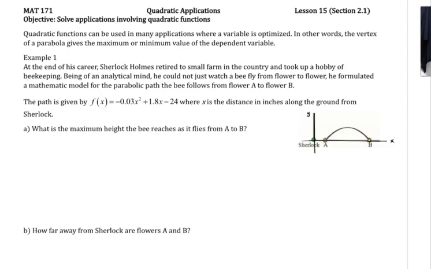In this lesson, we're going to be looking at solving quadratic applications. So essentially, we're going to use what we have already learned about quadratic functions and apply it to solve word problems. So in example 1, we have Sherlock Holmes, who is watching bees, and he has given us a path that the bee follows from flower A to flower B.